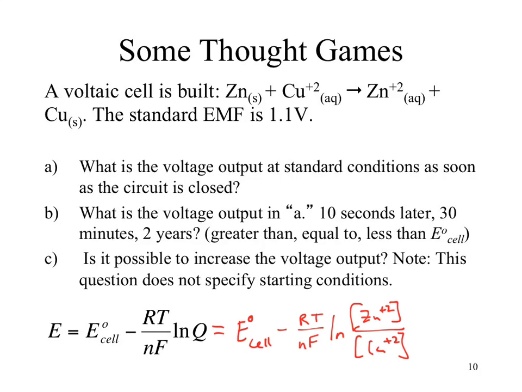It gets smaller and smaller and smaller until eventually what happens? We get to equilibrium. What happens at equilibrium? Our cell potential, if we don't have a spontaneous reaction either way, what happens to the cell potential? Becomes 0. So as we run a reaction, eventually, over time, our reaction is going to progress to the point where we do not have a measurable cell potential. Does that make sense?